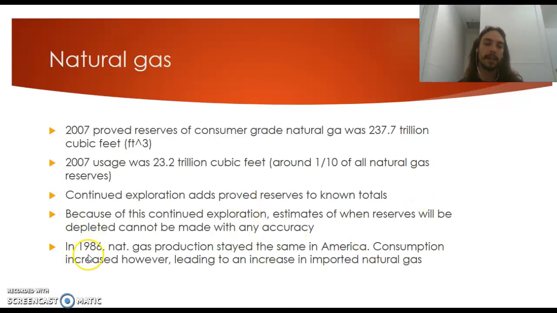So in 1986, I talked about this with coal as well. Natural gas production stayed the same in America, so we were not finding more. We found more, but the problem was that our production stayed the same. So the consumption increased in 1986, and so that led to an increase in the need for imported natural gas. So we started importing natural gas right around 1986 to meet our needs.